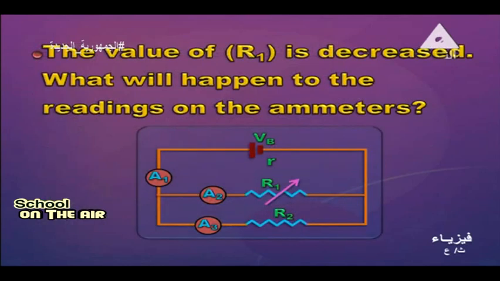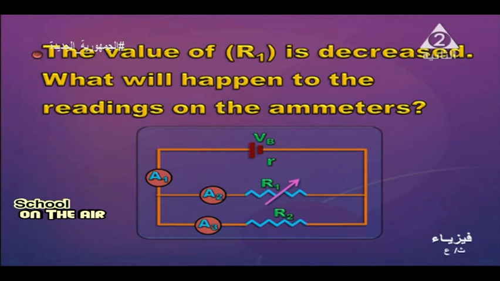The value of R1 is decreased. Okay, but now we've got an internal resistance. What will happen to the readings on the ammeters? Your attention, please. Okay, R1 is decreased.